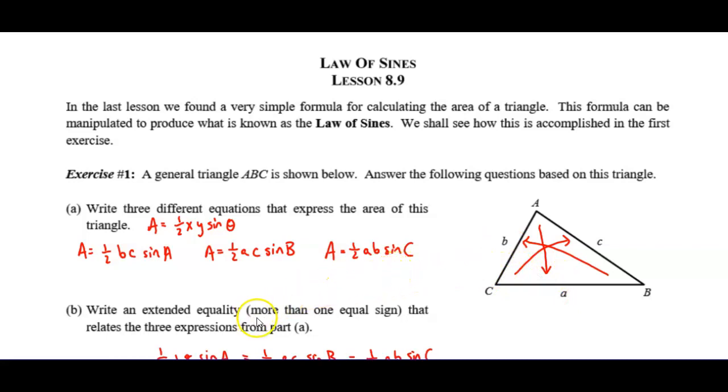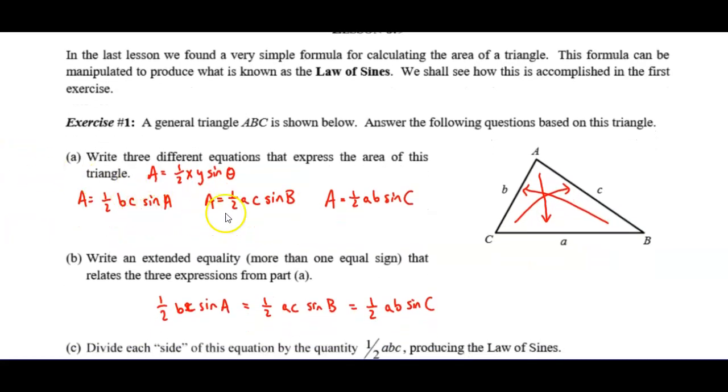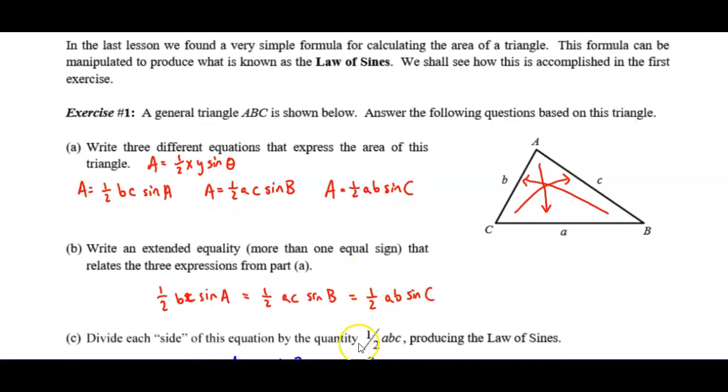It asks me to write an extended equality with more than one equal sign that relates these three expressions. Well, since they're all the same triangle, all of their area formulas should be the same. So if I set each of the three area formulas equal to each other, I get this extended equality. And then it's asking us to divide each side of this equation by 1/2 ABC. And that's kind of an algebra trick that's being done here. So you just bear with me for a second.